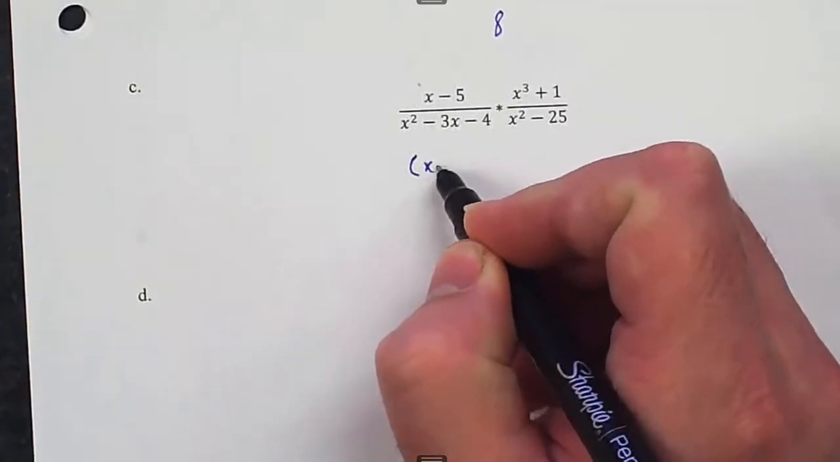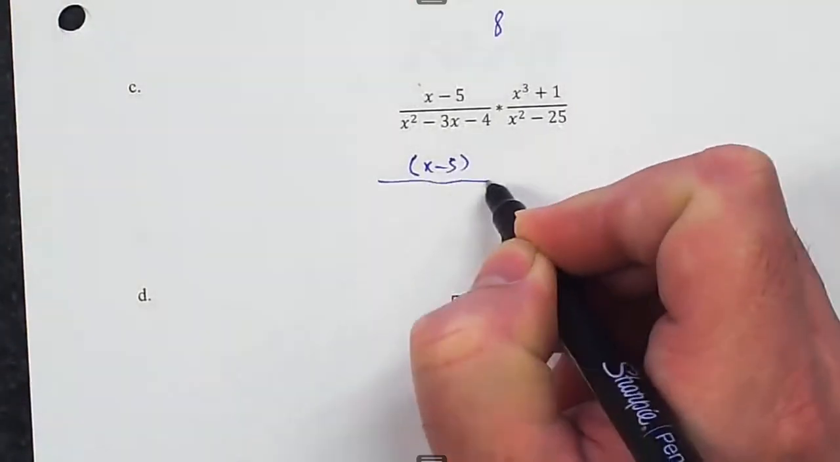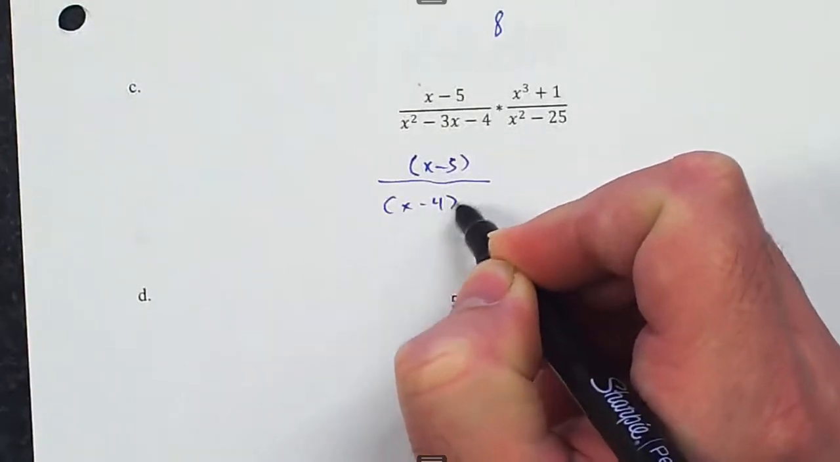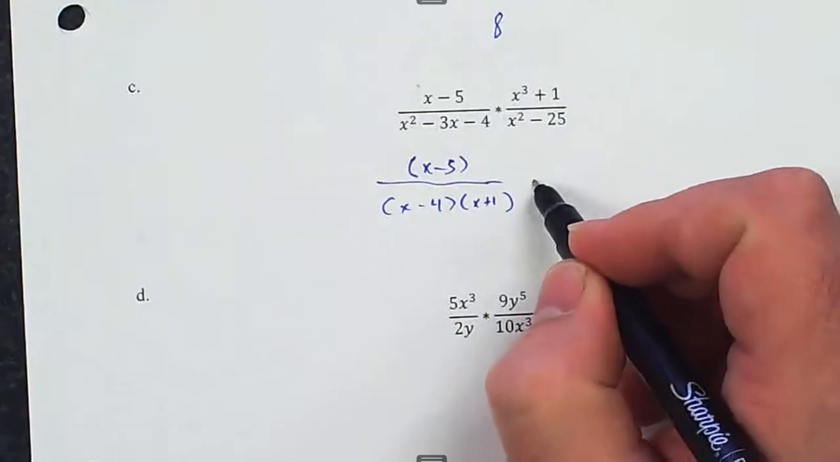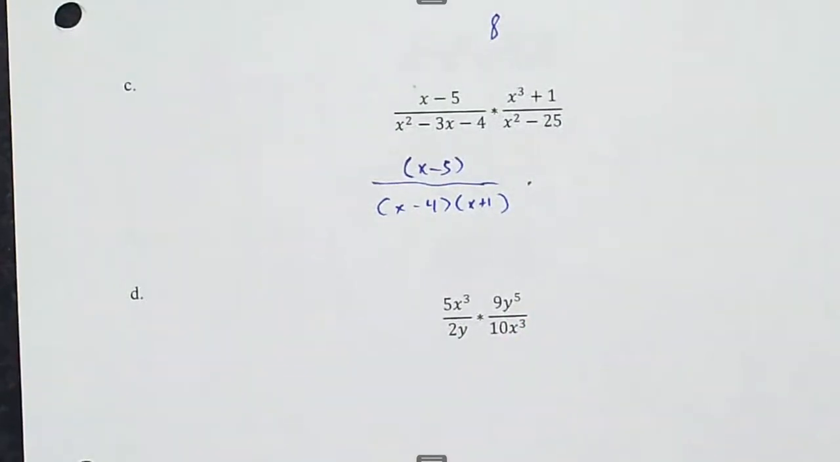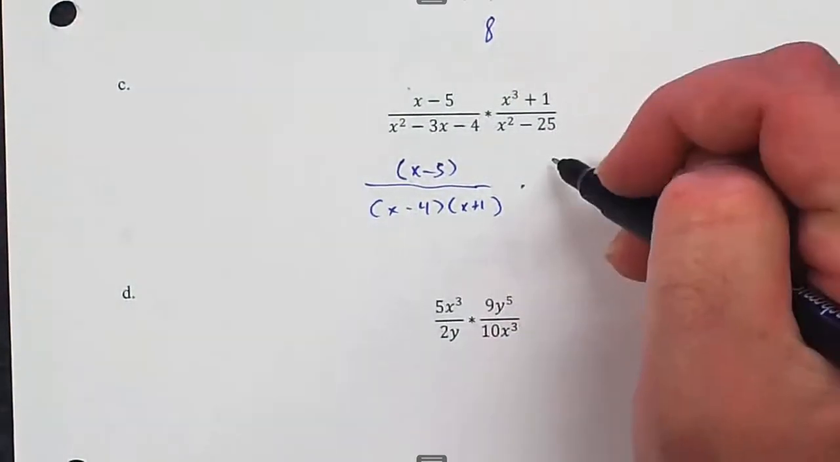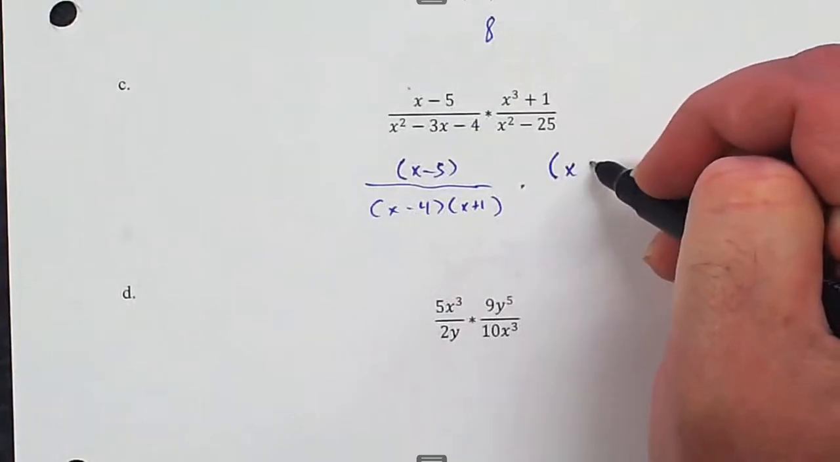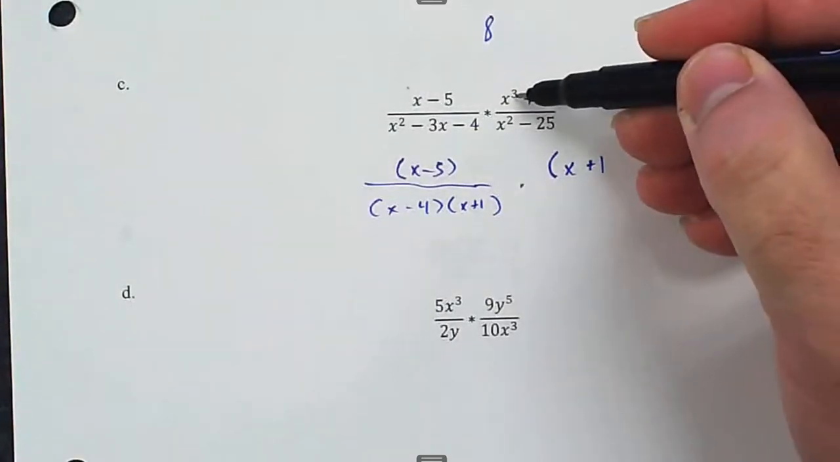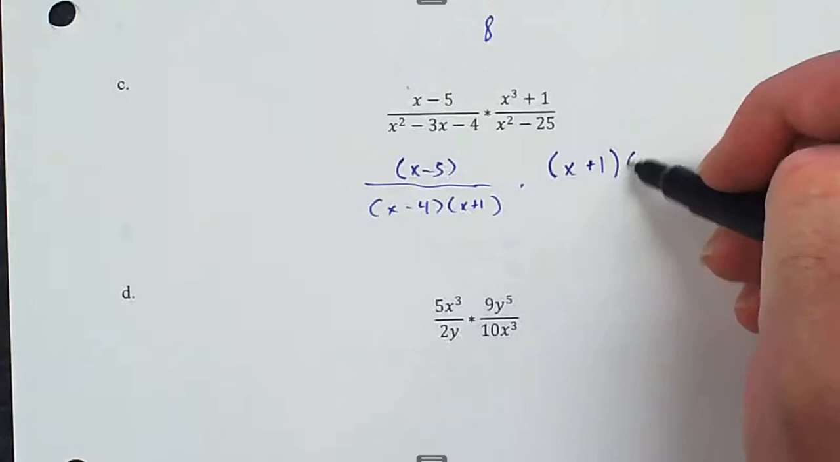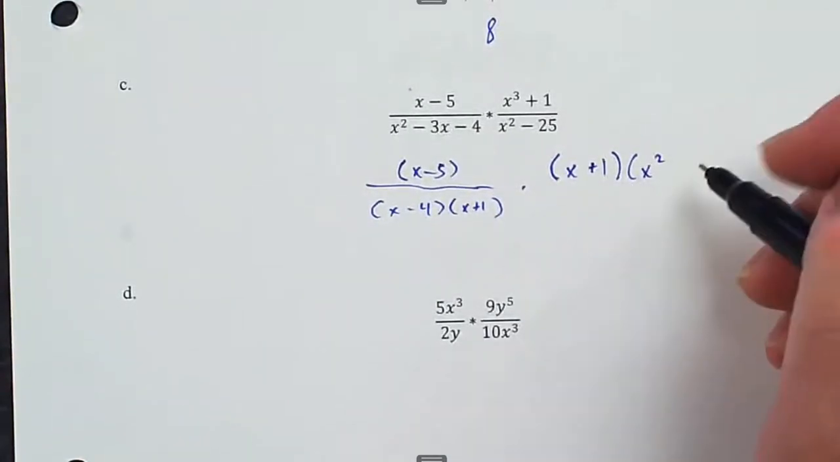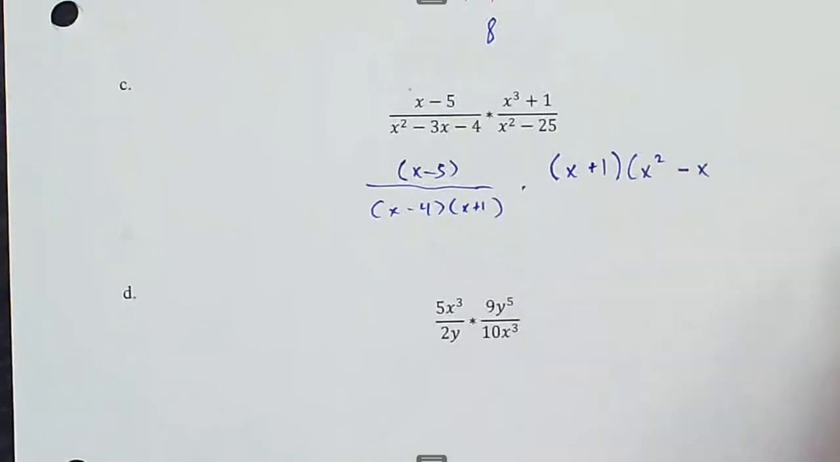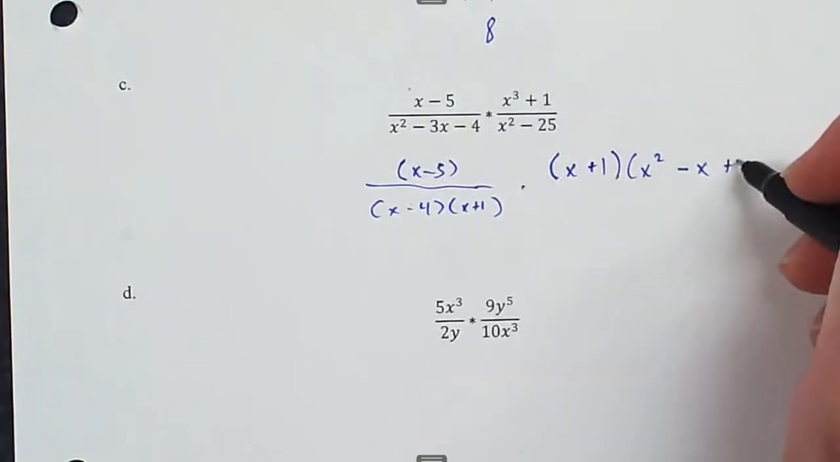This is already factored as much as it can be, but the bottom can become x minus 4, x plus 1. Remember that we need to know our pattern for the sum of two cubes. This is x plus 1, the cube root of x cubed, the cube root of 1. Then I square x, multiply the two together, and change the sign, and square the 1.